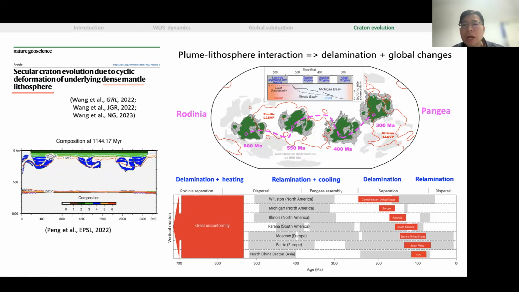So in this case, you are right. It's actually mostly a cooling process. We are not considering the compositional effect, but in reality, it could matter. There are studies showing that the metasomatism or refertilization of the lower lithosphere could cause further subsidence. So at least for our models, we are mostly concerned with cooling. It's a long-term process.